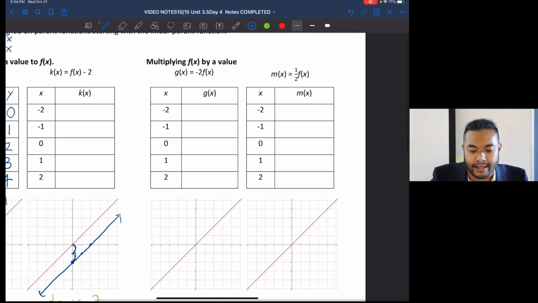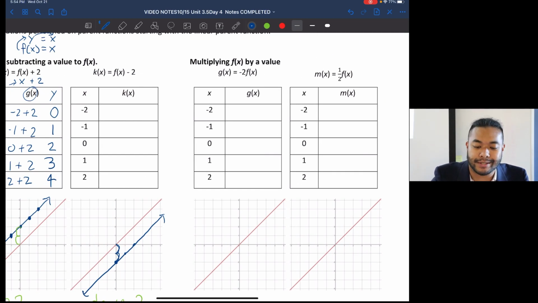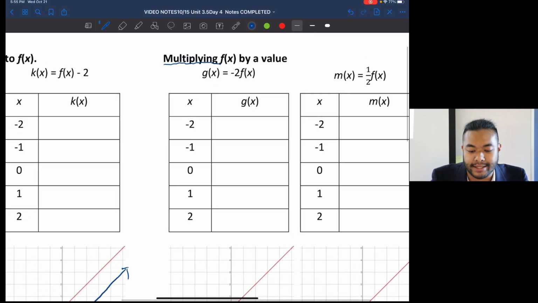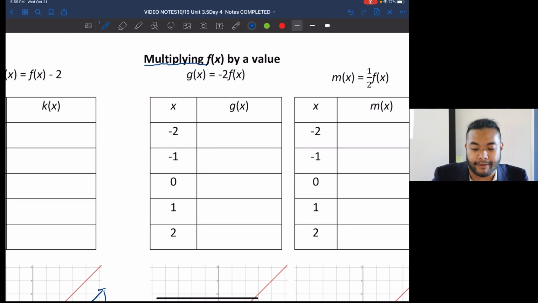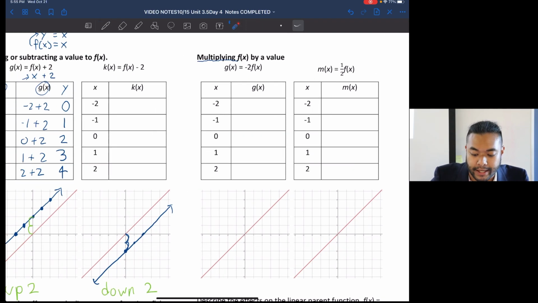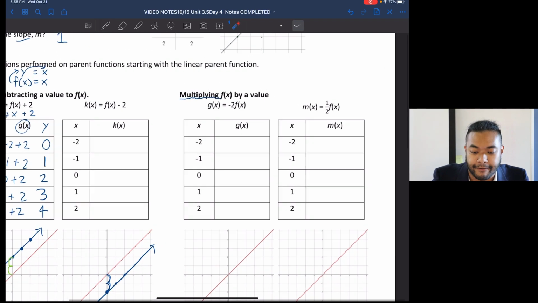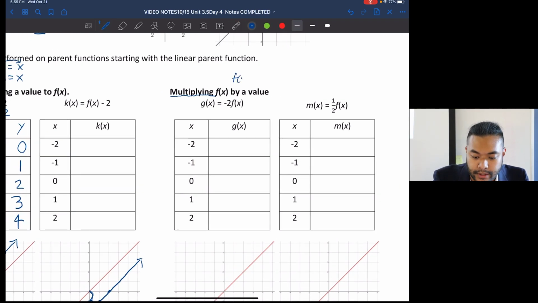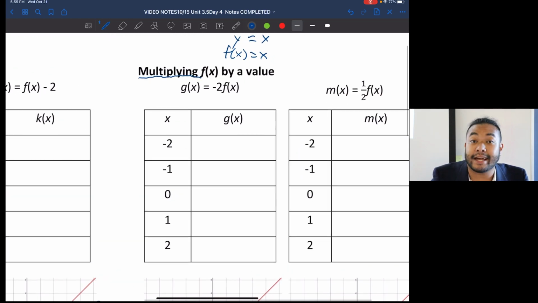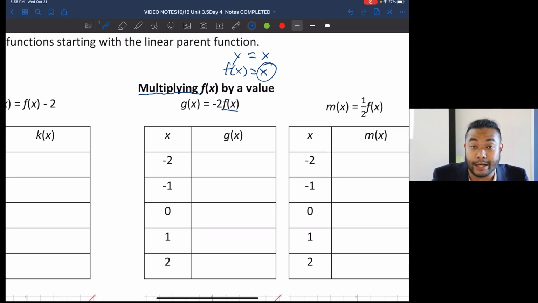But what really is interesting when we're working with linear functions is when we multiply f of x by a value. So if we're multiplying, let's say, negative 2 times f of x. Remember, the function we're transforming is this original parent function, f of x equals x. That's the parent function, which we know we can always rewrite as y equals x. So I'm taking negative 2 and multiplying it by f of x, which we are calling equal to x. So this is really negative 2 times x.